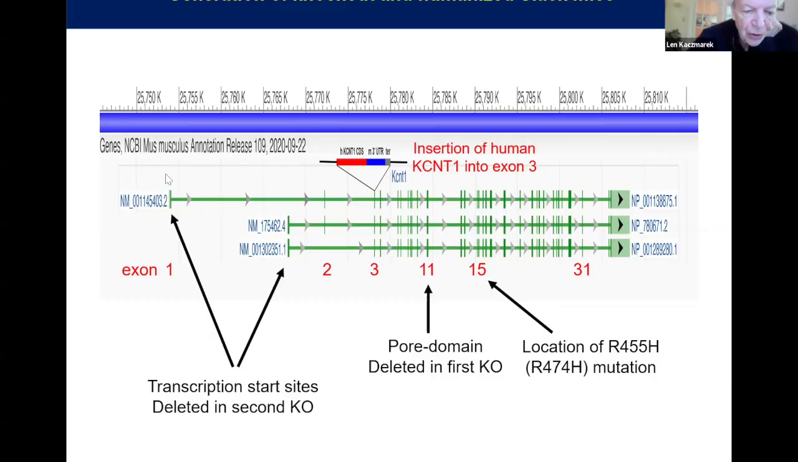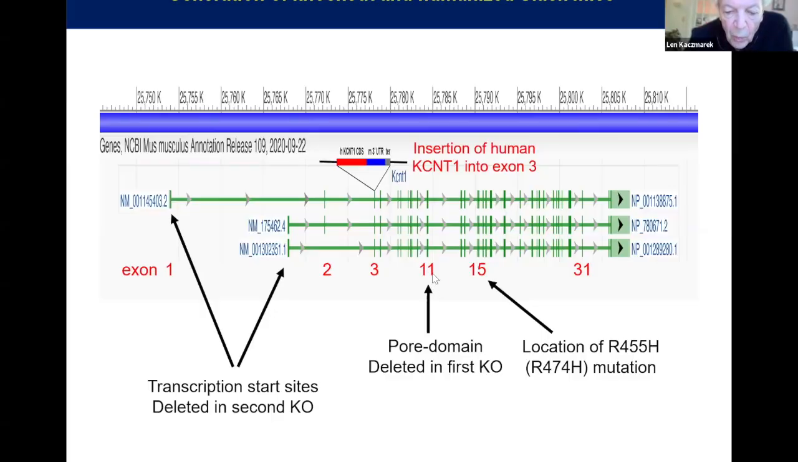In mice, there are two starts of transcription. That means there's two different places in the genome where you can initiate the synthesis of messenger RNA for SLAC channels. And then these various exons are where parts of the protein get put together.